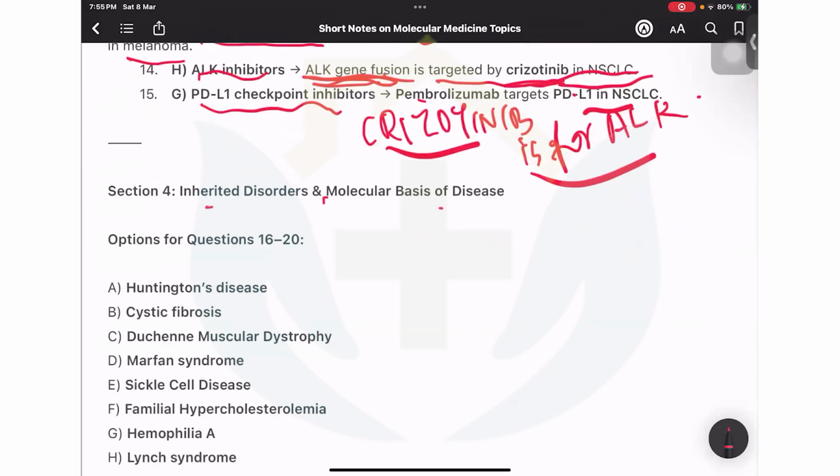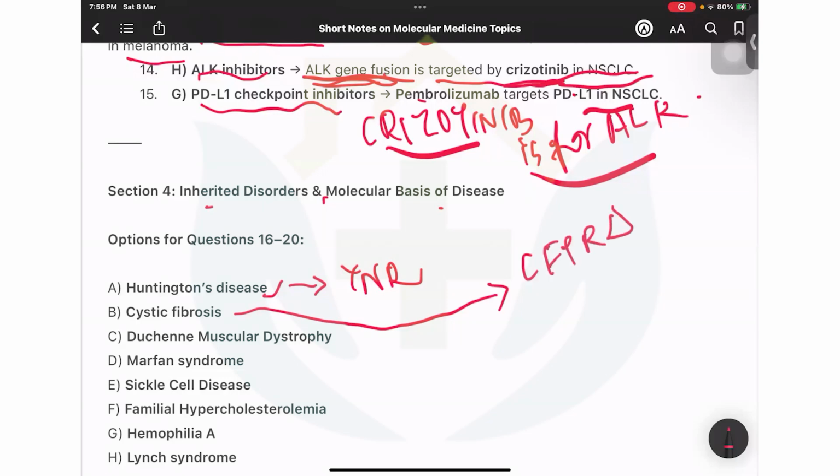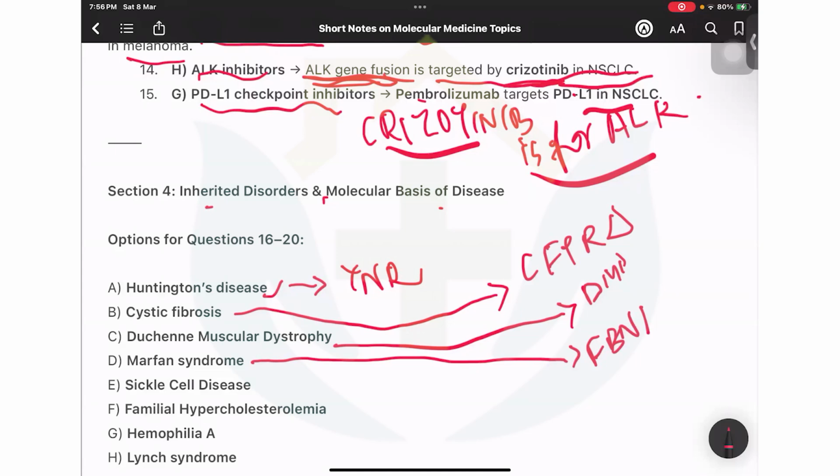Inherited disorders and molecular basis of disease. Huntington's disease, the trinucleotide repeat. Cystic fibrosis, CFTR. Duchenne muscular dystrophy, DMD gene mutation. Marfan syndrome, FBN1. Sickle cell disease, HBB.